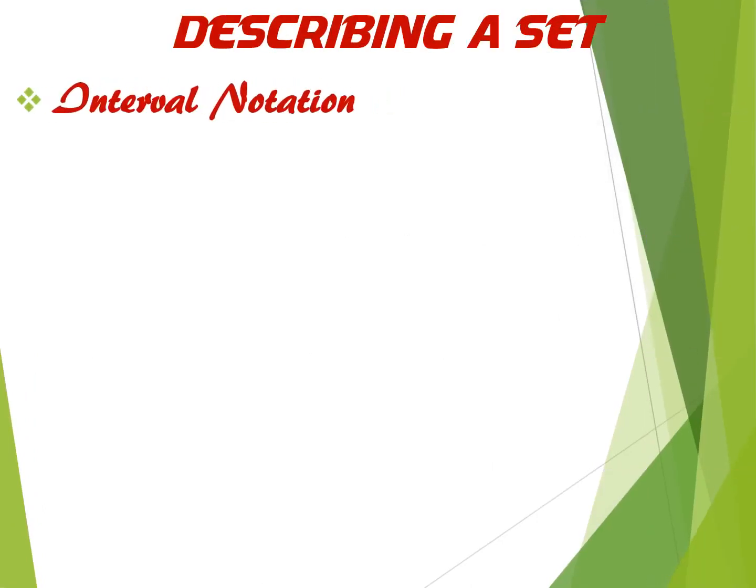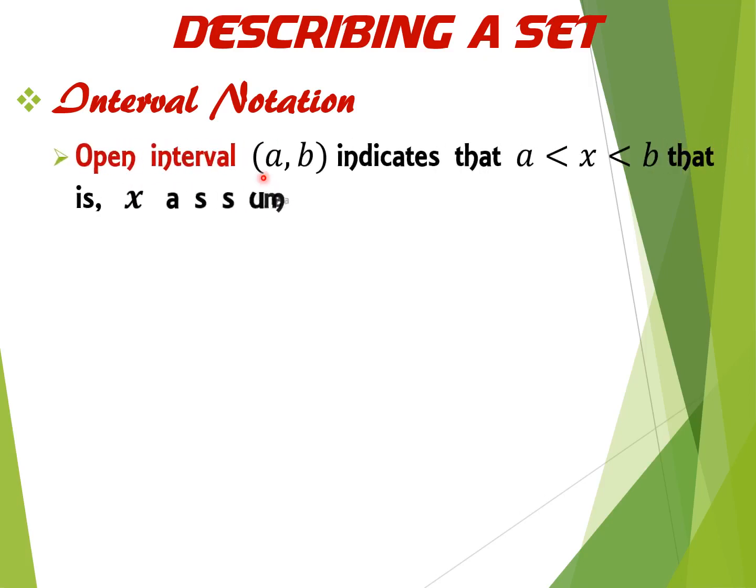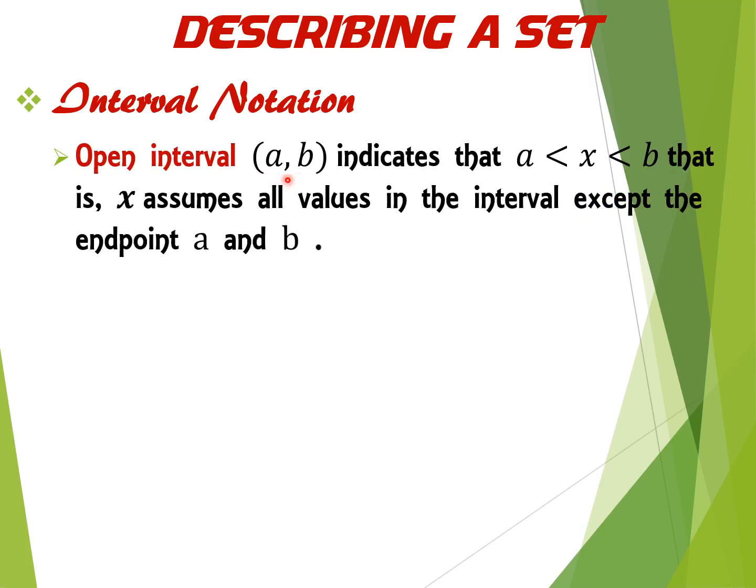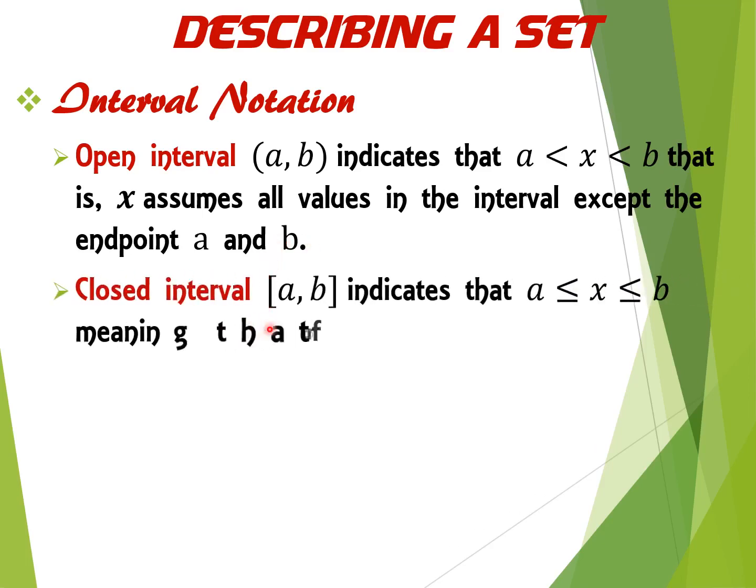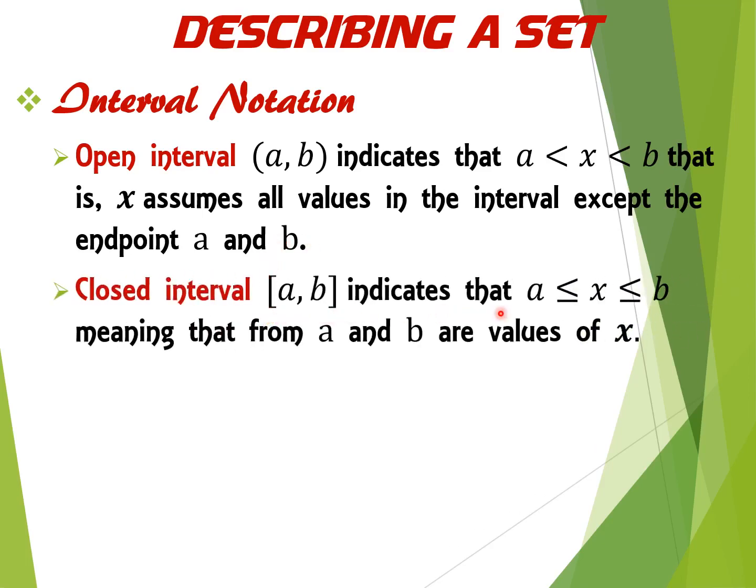The last method of describing a set is using the interval notation. So we have the open interval. We use the open and close parentheses (a, b), which indicates that x is greater than a but less than b. That is, x assumes all values in the interval except the endpoints a and b, meaning a and b are exclusive or they are not part of the solution set. And then we have the closed interval. We'll be using the open and close brackets [a, b], which indicates that x is greater than or equal to a but less than or equal to b, meaning from a and b and all those values between them.